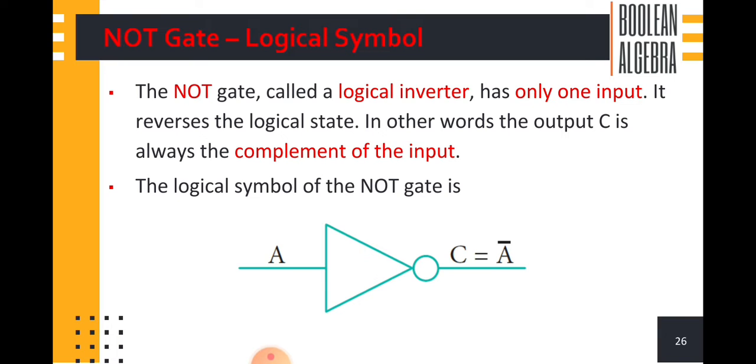Okay, it reverses the logical state. In other words, the output C is always the complement of the input. If you are passing the variable A, we get the output A complement, A bar.